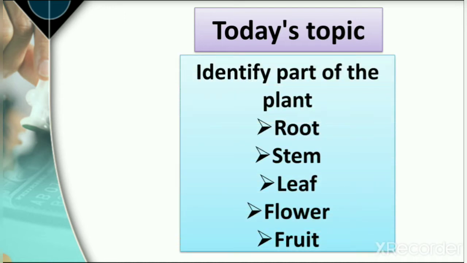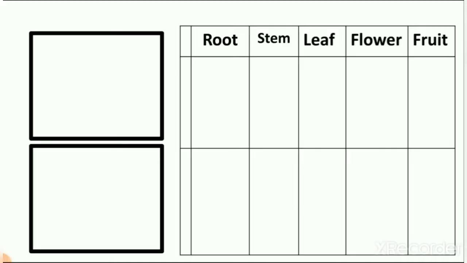So, what is today's topic? To identify the part of the plant: root, stem, leaf, flower or fruit. These all are parts of the plant, but the activity is that we have to tick mark whether this is a root or a flower or a stem. So, let's start our activity for today. Here you can see the picture of the activity. There are 5 columns. We have to tick mark, and in the first picture we see, then we write the name of this part of the plant and we tick mark it.